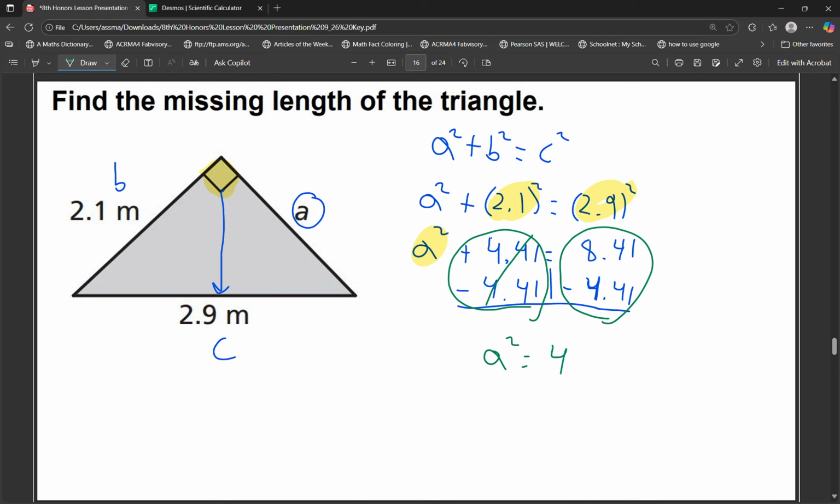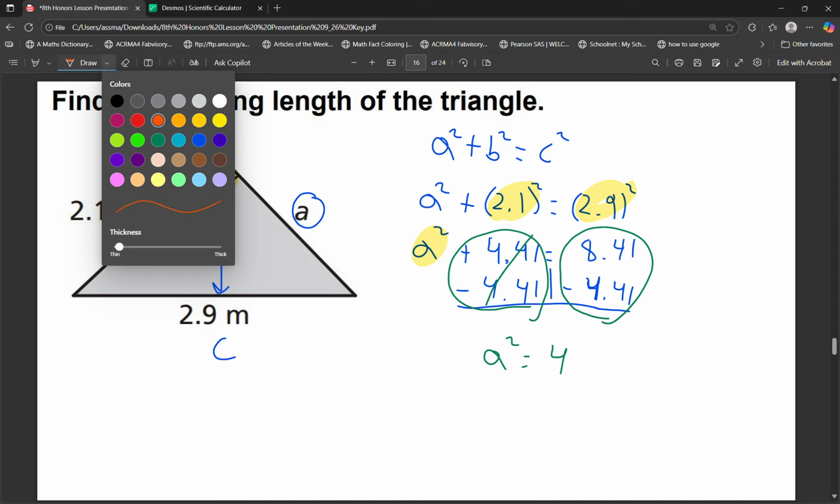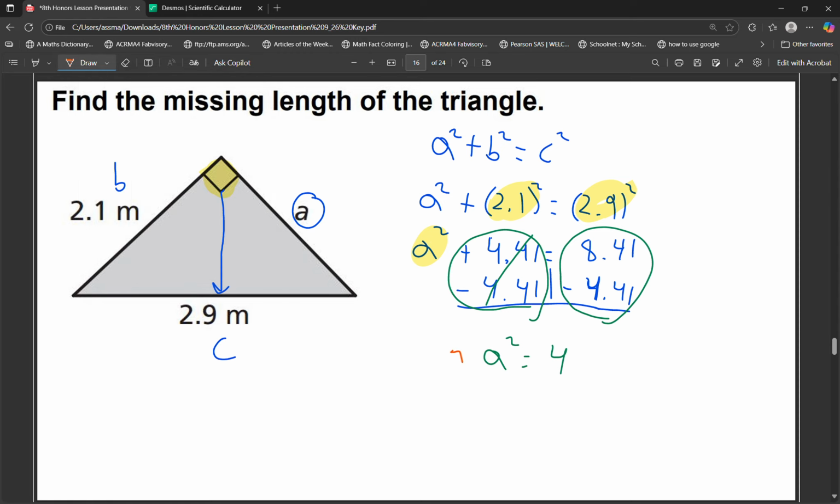Okay, and just like before, now the next step is to undo a square. So we take the square root, and we take the square roots on both sides. The square and the square root cancel, and we get A is equal to, and remember that you get two answers when you take the square root. You get a positive and negative answer. So it's positive or negative, and the square root of 4 is going to be 2.